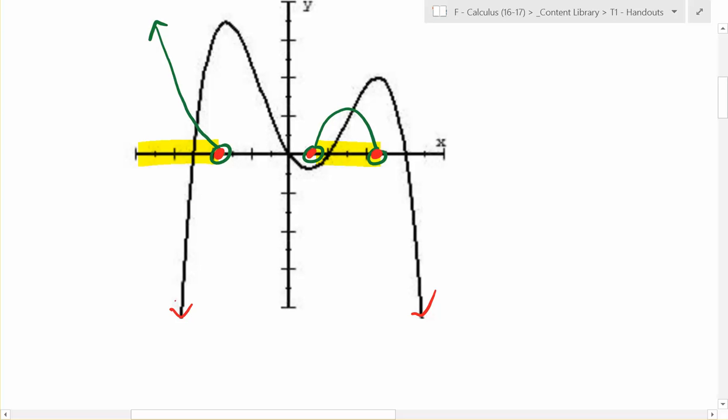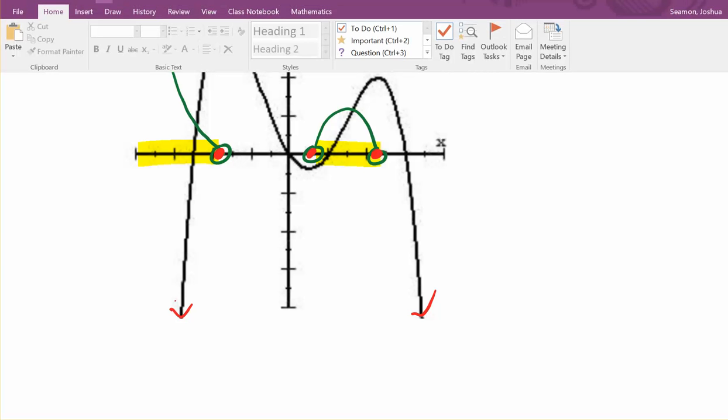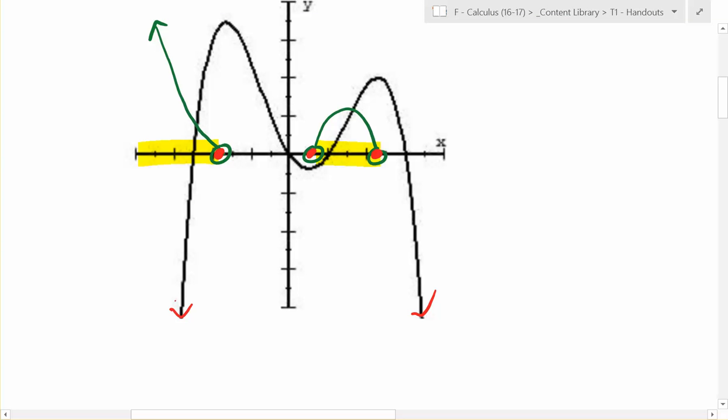So everywhere else the derivative has to be what? It has to be below the x-axis. So you know it's going to go down and then up, and then this part is just going to go down.